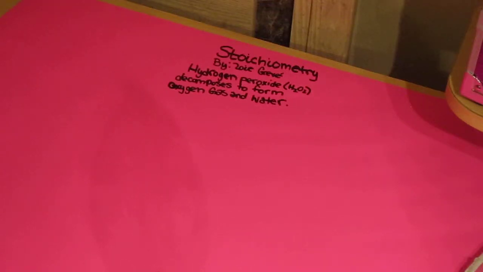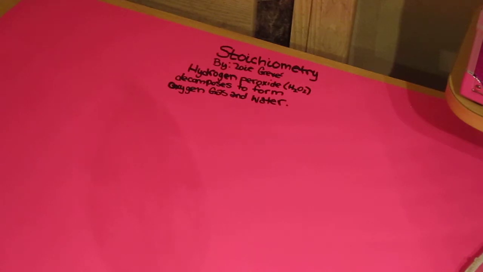This is a stoichiometry lesson by Zoe Corbet, and I will be teaching you through example. So you'll start off with a word equation like hydrogen peroxide, or H2O2, decomposes to form oxygen gas and water.